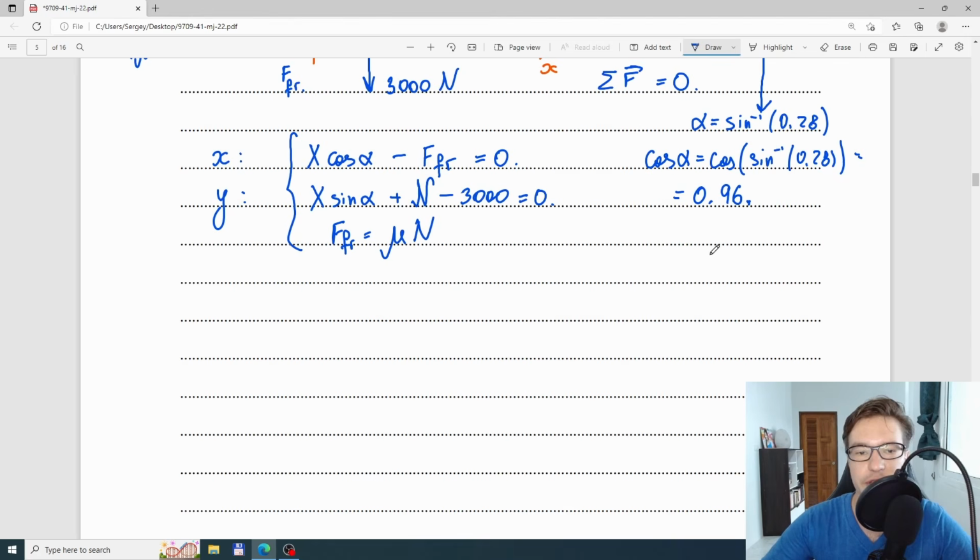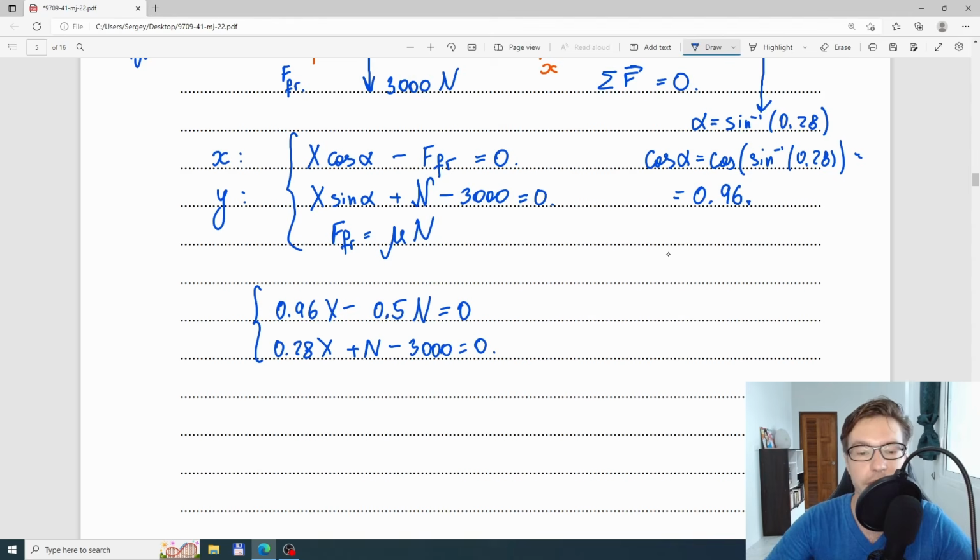Okay, next step, let's substitute sine and cosine into the simultaneous equations, and I will get 0.96 x minus force of friction. We know it's mu times n, mu is 0.5, so 0.5 n equals to 0. And we move on to the second equation for y-axis. Sine alpha is 0.28, so 0.28 x plus n minus 3000 equals to 0.